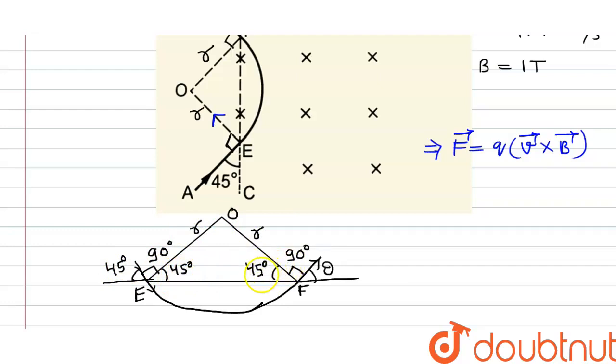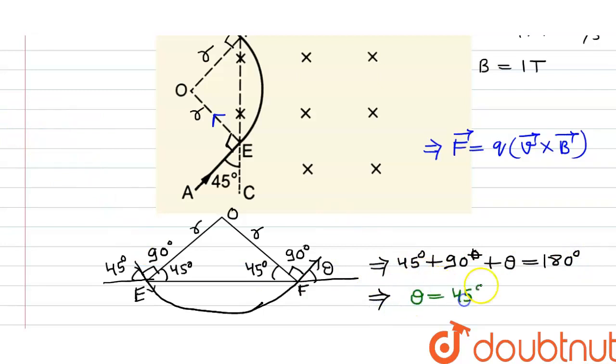Now we have 45 degree, 90 degree. So how much will theta be? We can write down 45 degree plus 90 degree plus 90 degree plus theta equals 180 degree. So from here we can get the value of theta. So theta will be 45 degree.